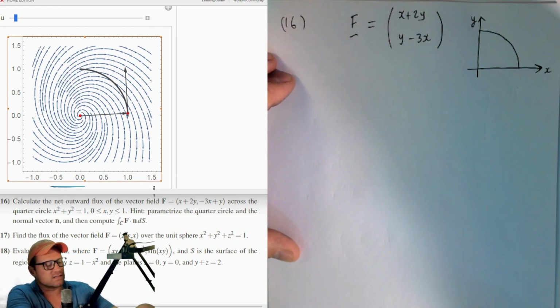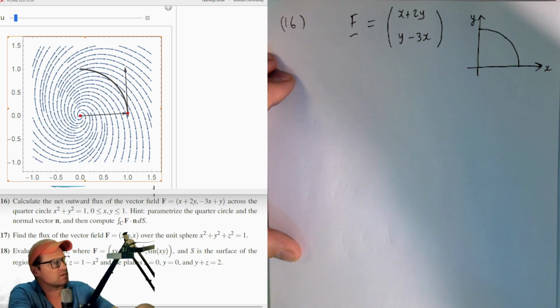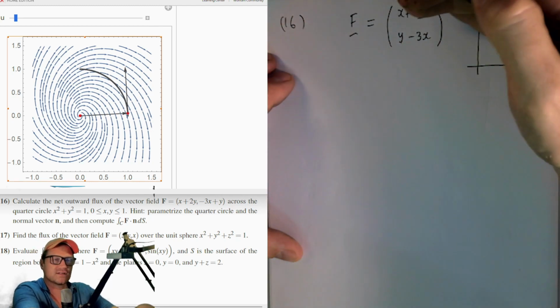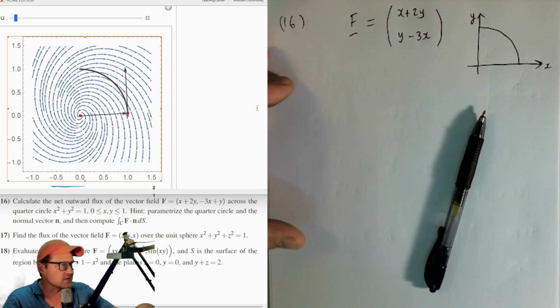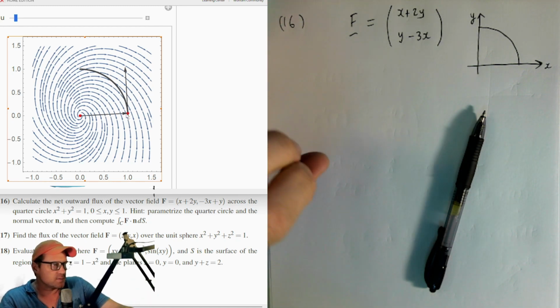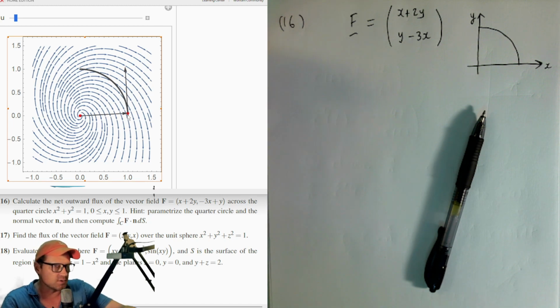Okay, so what is the net outward flux? So loosely speaking, you can think of this as the quantity of force that goes through this object here. And so you can see it's an animation really of the vector r as the parameter u changes. Okay, so the hint here says parameterize the quarter circle and the normal vector n, and then compute the integral of F dot the normal vector dx.